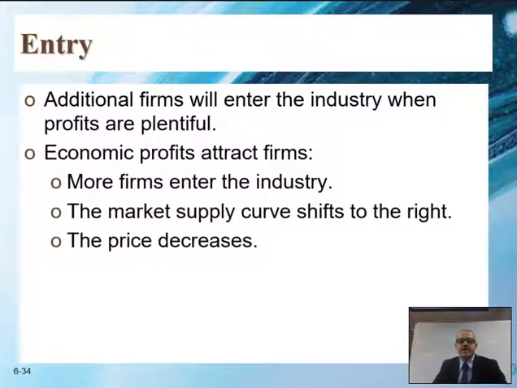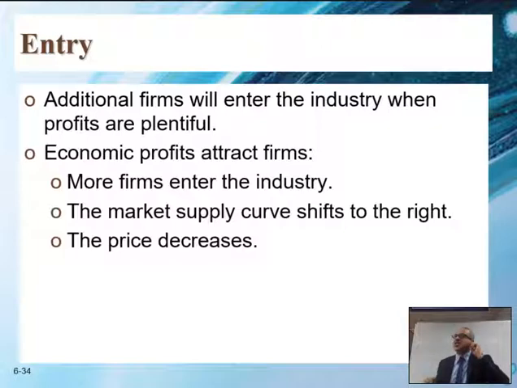And more firms will start to enter the industry, and the market supply curve will start to shift to the right, and then the prices will start to decrease. So more and more people go to Dubai. This will lower the prices because of the competition, and economic profit starts to decrease until we reach 0 economic profits.